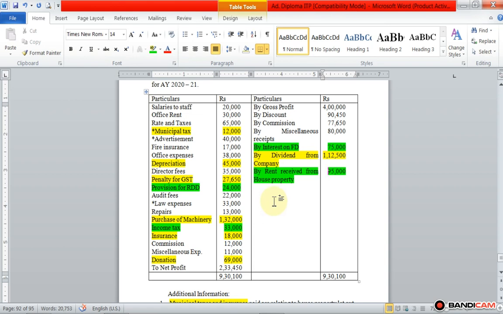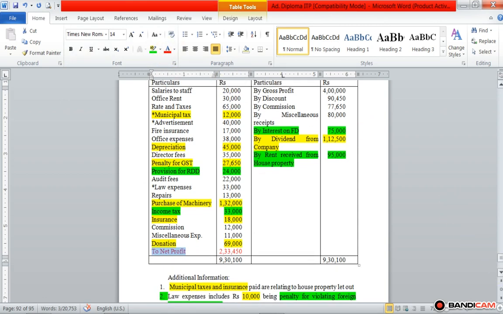Okay, we read the problem. Now we solve the problem. Here net profit is given, amounting to rupees 2,33,450. Now we compute the taxable income, then we compute the tax liability of ABC Company Limited.